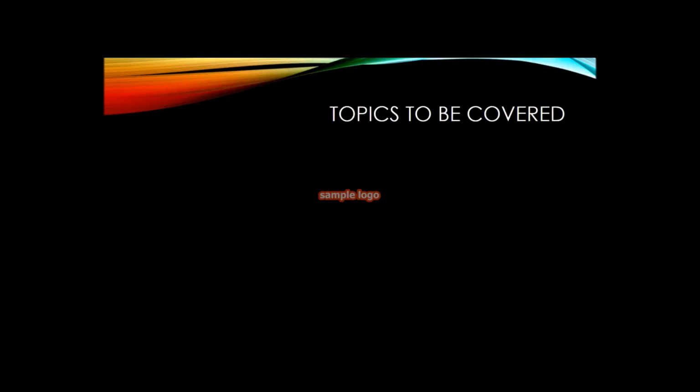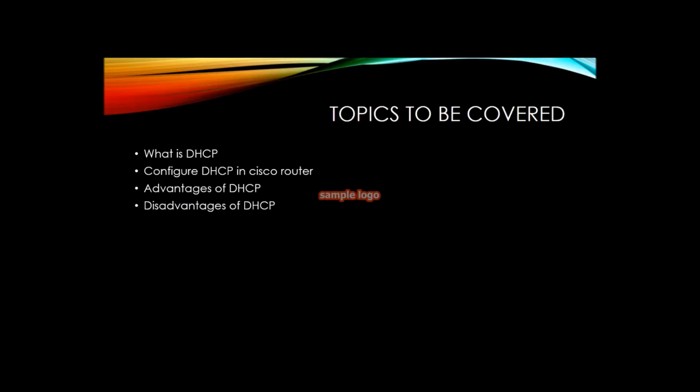So let's see what we will cover today. We'll see what is DHCP. We'll configure DHCP in a Cisco router, and we will be using Cisco Packet Tracer for that. We'll check the advantages of DHCP, and also we will get to know some disadvantages of DHCP. Okay, so what is DHCP?